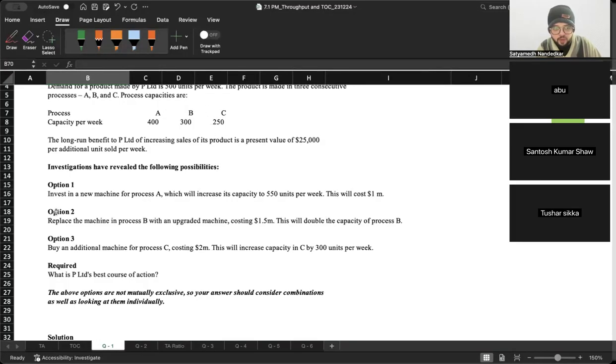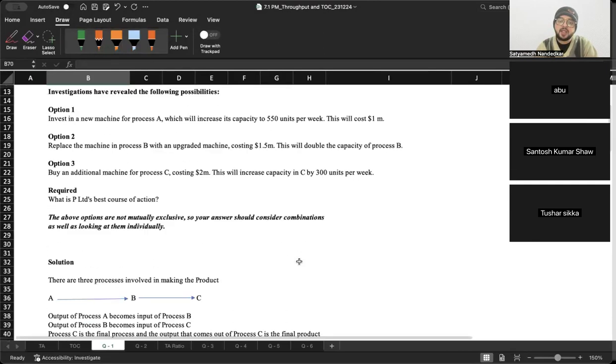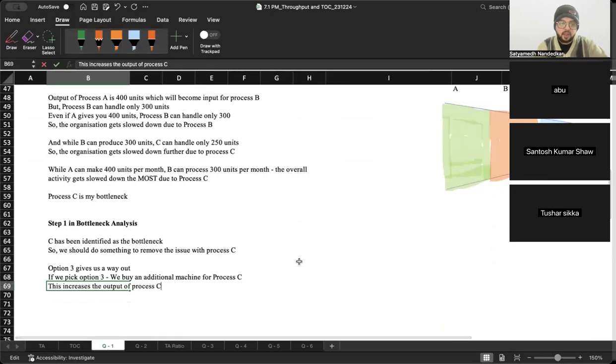If I go ahead with option 2, replace the machine in process B with an upgraded machine, this will double the capacity, 300 to 600. How does that help? Process C is still slowing me down. So my solution should be oriented towards finding a solution for process C, and that option is to buy a new machine, pay 2 million for it, and the capacity increases by 300 units per week.